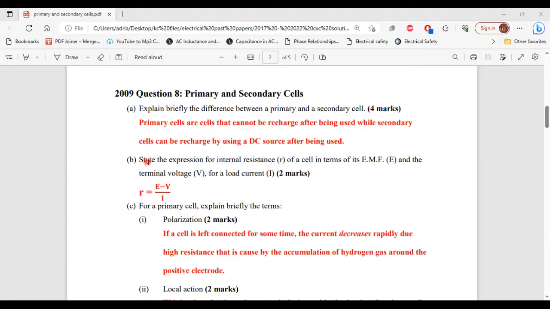For part B, it says, state the expression for internal resistance R of a cell in terms of its EMF, E, and the terminal voltage V for a load current I. All right, so this is the expression here. R is equal to E minus V divided by I. All right, so that's it for part B.